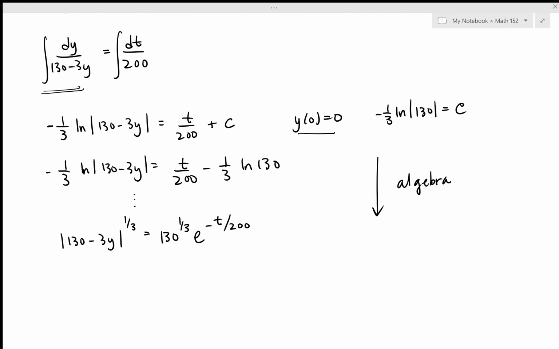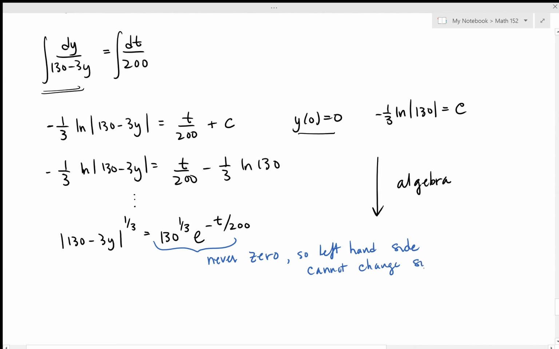But I'm looking at this one, and to make this next step, I'm going to observe that this thing here is never 0. It's an exponential, which is always positive, and 130 to the 1/3 is some positive constant. That is never 0. So the left-hand side cannot change sign. Because if it were to go from a positive to a negative, or from a negative to a positive, it would have to go through 0, and that can't happen.